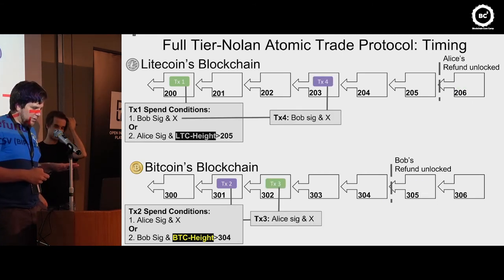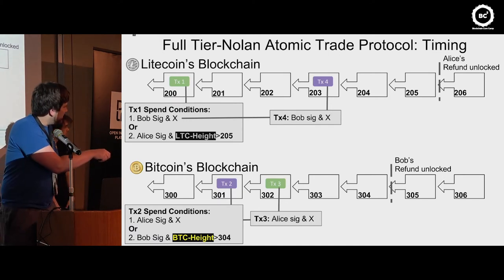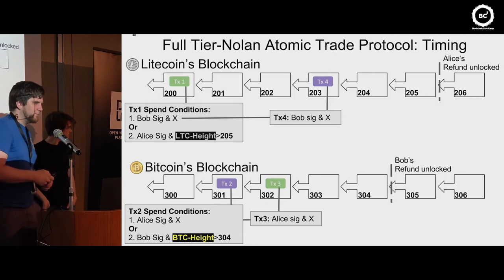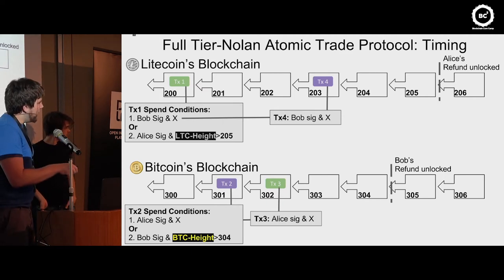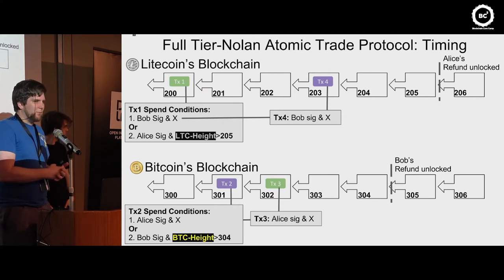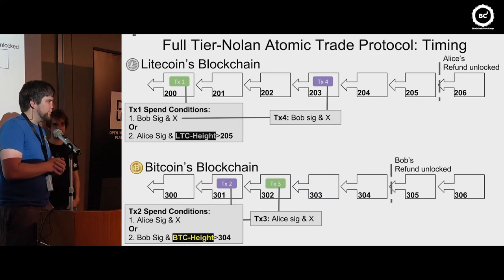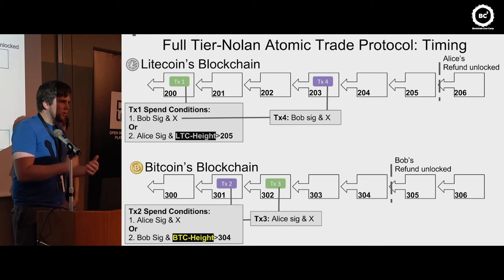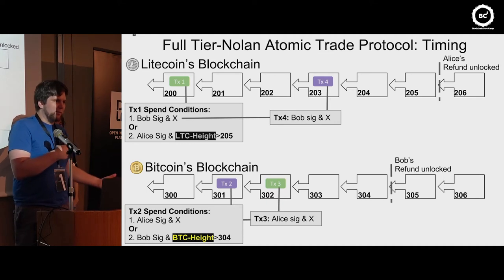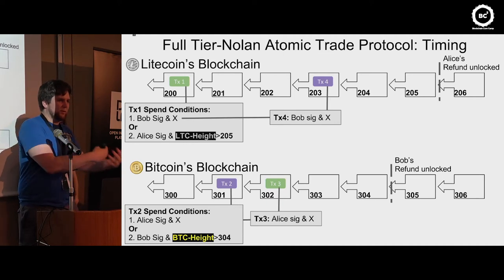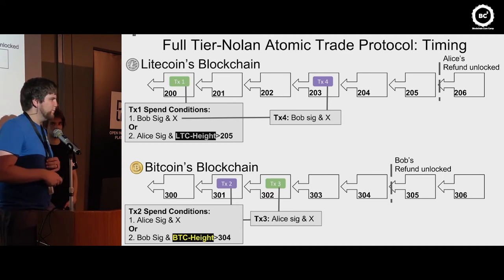So Bob must post the protocol prior to Alice's refund time. Alice might be able to knock Bob offline for a couple hours. And if it's a small amount of money, maybe Bob's willing to take that risk so that his money is not locked for a long period of time.